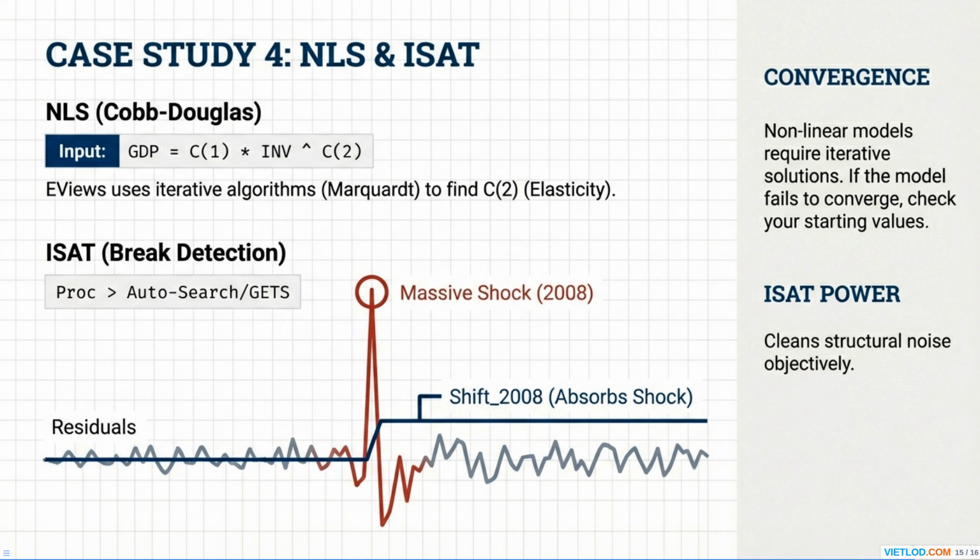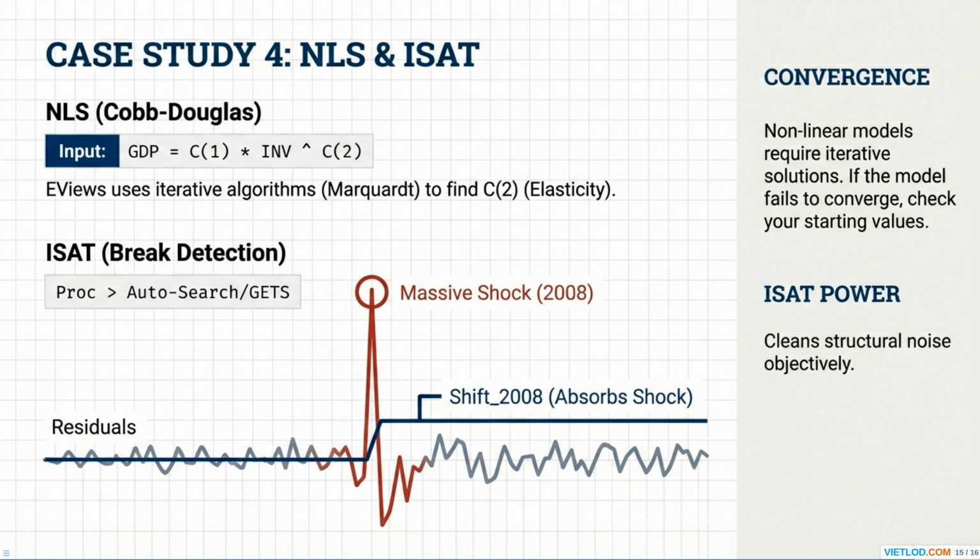In this case study, we combine two powerful techniques: Nonlinear Least Squares, or NLS, and indicator saturation, or ISAT. First, for NLS, we're estimating a Cobb-Douglas production function, where GDP depends on investment, INV, with the model specified as GDP equals C1 times INV to the C2. EViews employs iterative algorithms such as Marquardt to find optimal values for C1 and the elasticity C2. A critical aspect of NLS is ensuring convergence. If the model fails to find a stable solution, it's essential to check and adjust your starting values for the coefficients.